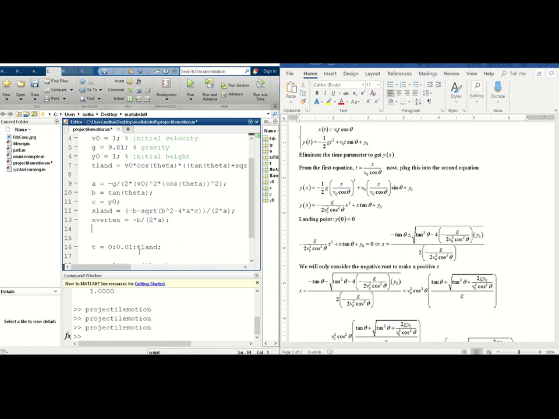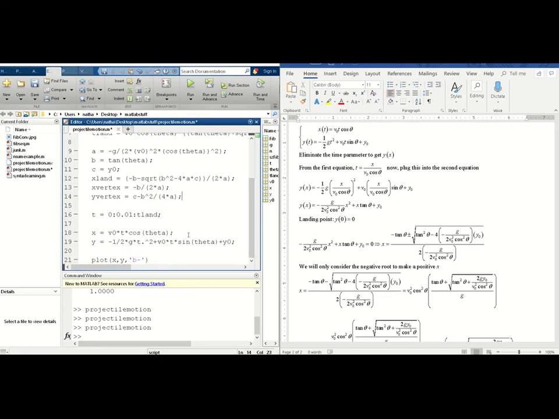And then what else do you want? Oh, the y vertex, which you get from completing the square, right? C minus b squared over 4a, right? Or you could plug it back in, right? Either way. Okay, so now I got extra stuff we could put in our plot.